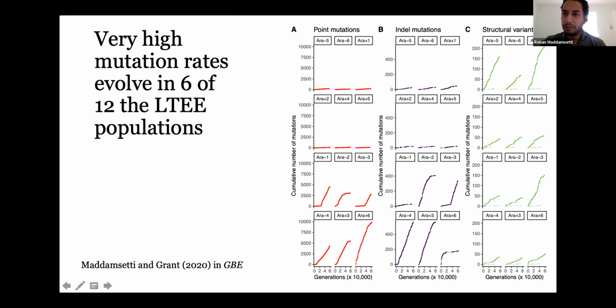But really the main point I want you to take away from here is that half the long-term populations have a very high point mutation rate. We call these mutators or hypermutators. So in these populations, we can get an idea of where we don't see mutations. And that gives us very valuable information.